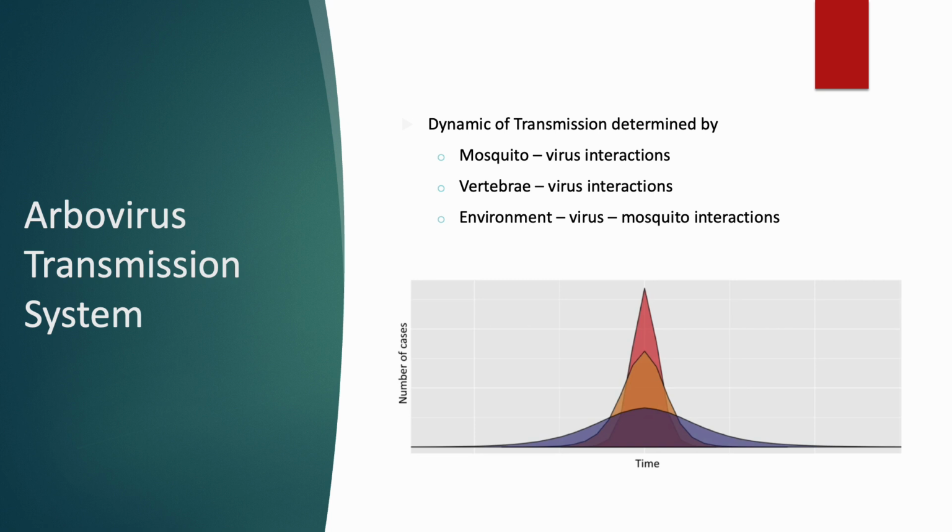I thought this image was nice because the x-axis consists of time and the y-axis might consist of the number of cases, which can be applicable to any virus in a given population. So you might be asking, why is it important? Well, it's important to see how the dynamics of transmission are determined by the interactions of the transmission system, which includes mosquito-virus interaction, vertebrate-virus interaction, and environment-virus interaction.